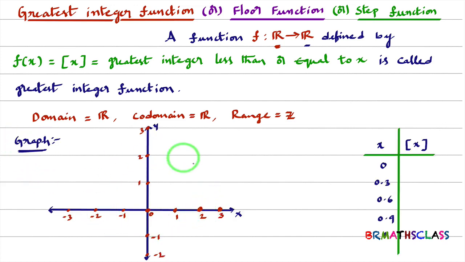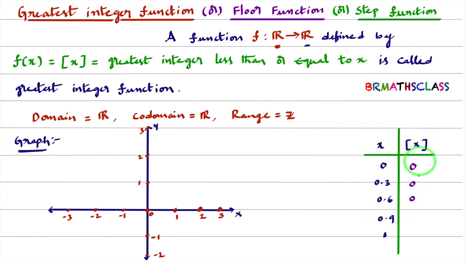You observe here, I considered coordinate axis to draw the graph. And you look here, I consider some x values and I'll write corresponding step x values. When x is 0, what is step 0? Step 0 is 0. Step 0.3 is what? 0. Step 0.6, 0. Step 0.9, 0. Step 1, when it is an integer, answer is integer only. Step 1 is 1. What I'll do, I'll mark these points on the graph. First point is what? 0, 0.